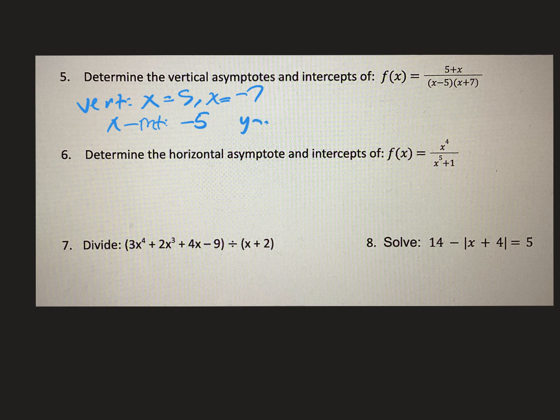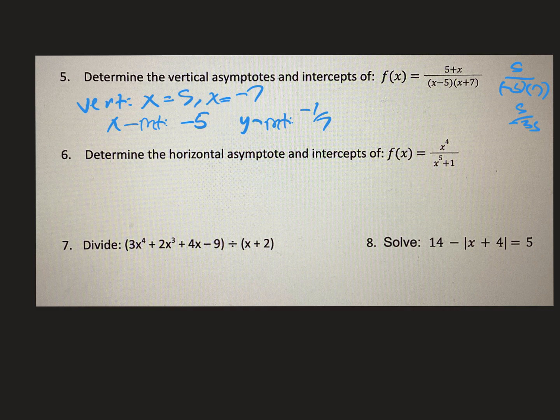And the y-intercept, remember, cover up the x's. If I cover up the x's, that'd be a 5 on the top, a negative 5 times 7 on the bottom, which would be 5 over negative 35. So if you reduce that, that's negative 1/7.